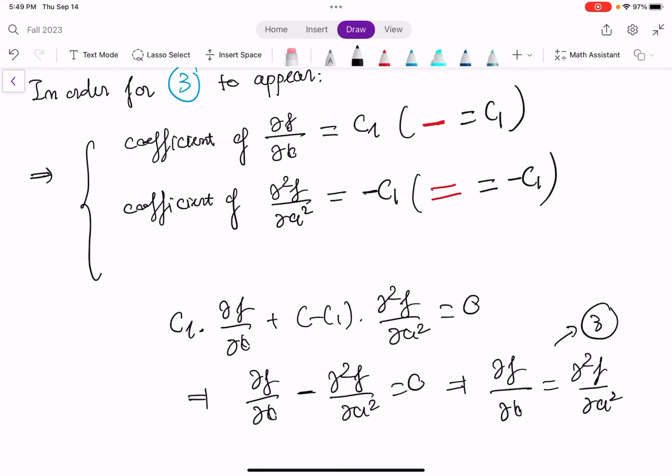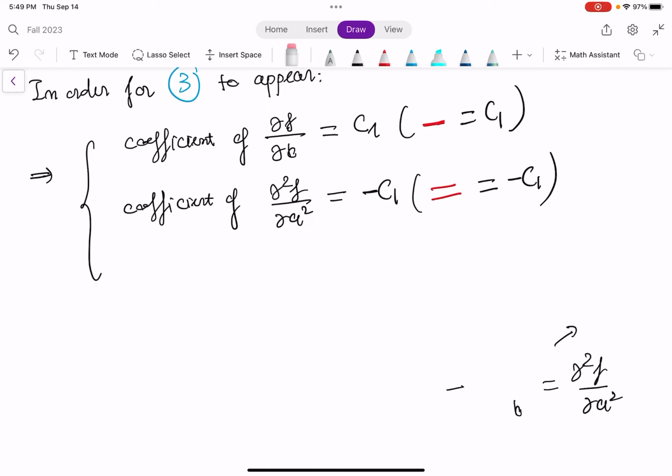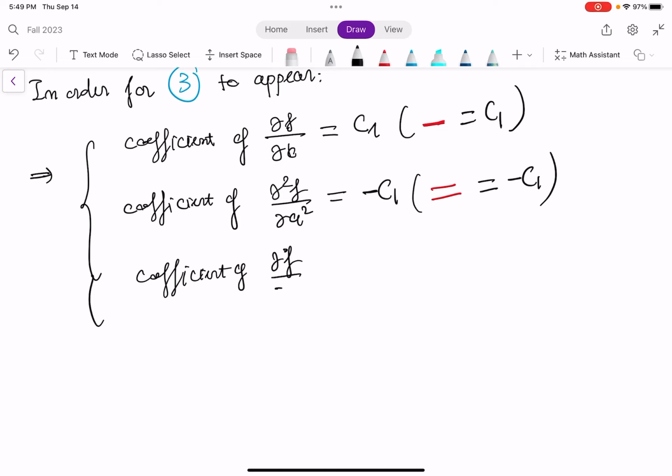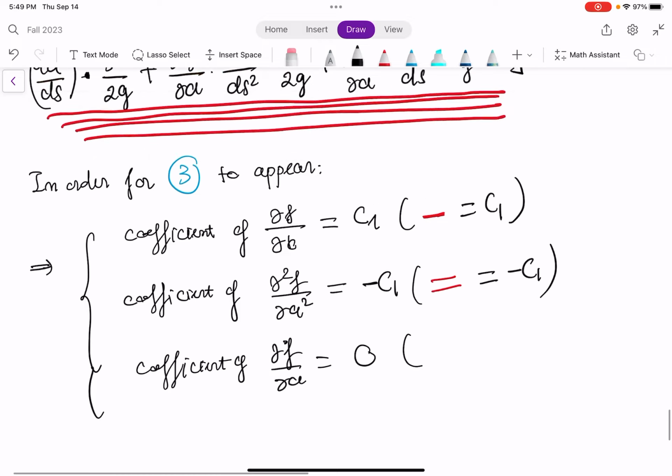Okay, this is the reason why I want the coefficient to equal a constant C1, and the coefficient of the second partial f with respect to a to equal a negative constant C1. Because when you add them up and set them equal to 0, they will equal each other. Okay, cool. And also the next two things: the coefficient of partial f with respect to a equal to 0. Again, we want to eliminate it, right?